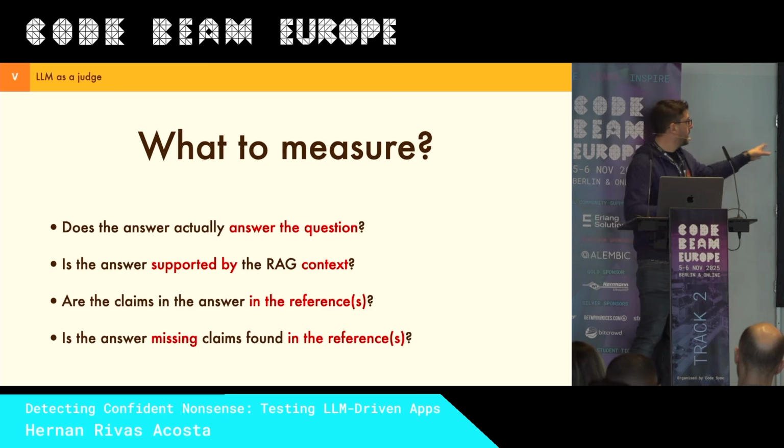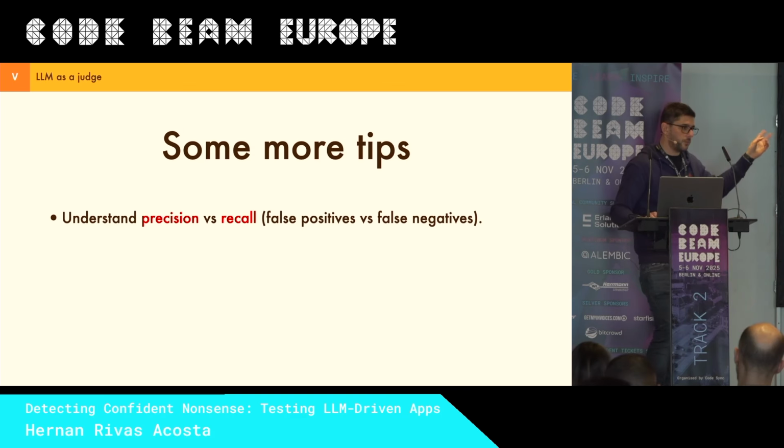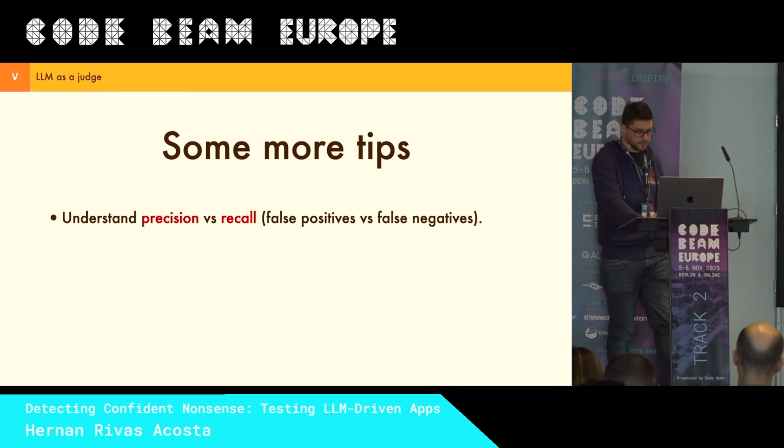And then you have two here, they are together. You can compare the claims between the answer and the reference, and vice versa, false negatives and false positives. And that's usually what's called precision and recall. If you see those words, now you know.